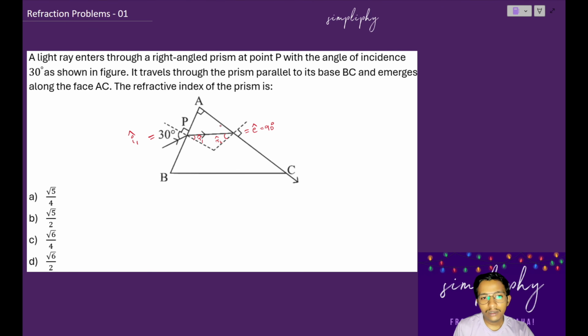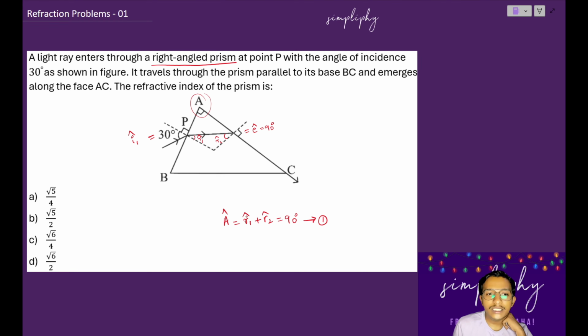Now we have another relationship which we can use here, that is, the angle of the prism A equals the sum of the angles of refraction, R1 plus R2. The question says it is a right angle prism, and in the figure they have also mentioned that it is 90 degrees. So I can take the angle A to be 90 degrees. Let's keep this as equation number 1.